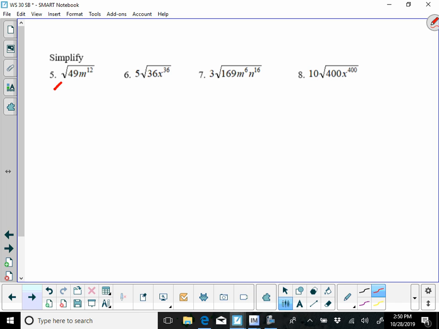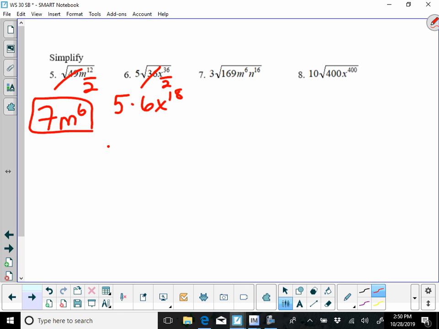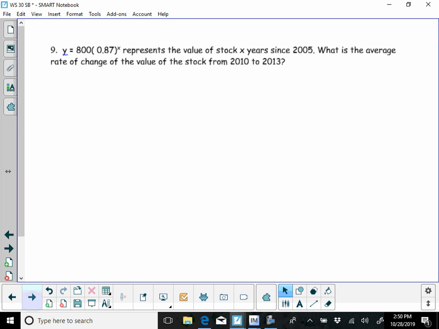You're going to start: square root of 49 is 7, and we divide our exponents by 2. Square root of 36 is 6. Divide your exponents by 2, but on this one you also have to multiply by that outside number, so it should have been 30x to the 18th. You'll do the same thing for 7 and 8. And then 9 is a calculator problem.